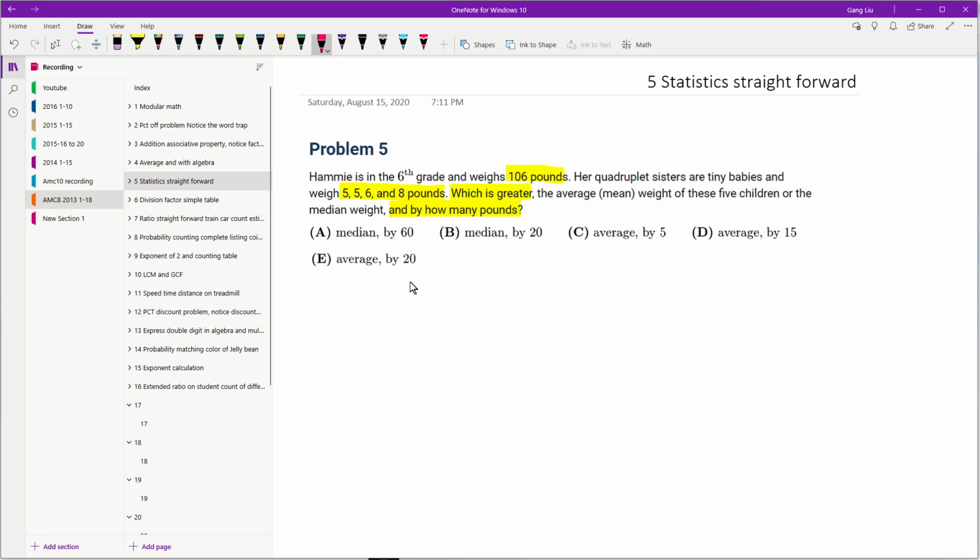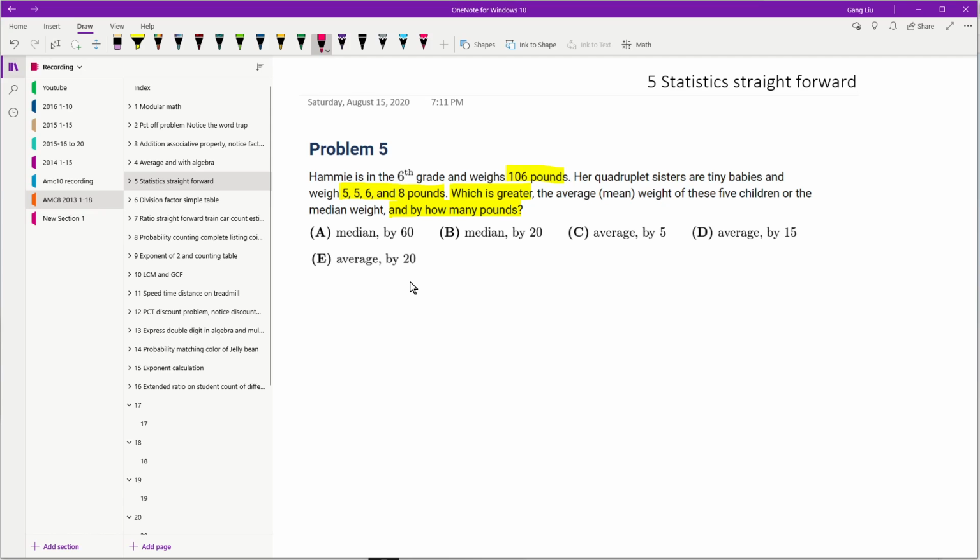Problem 5. Hammy is in the 6th grade and weighs 106 pounds. Her quadruplet sisters are tiny babies and weigh 5, 5, 6, and 8 pounds. Which is greater, the average mean weight of these 5 children, or the median weight, and by how many pounds?